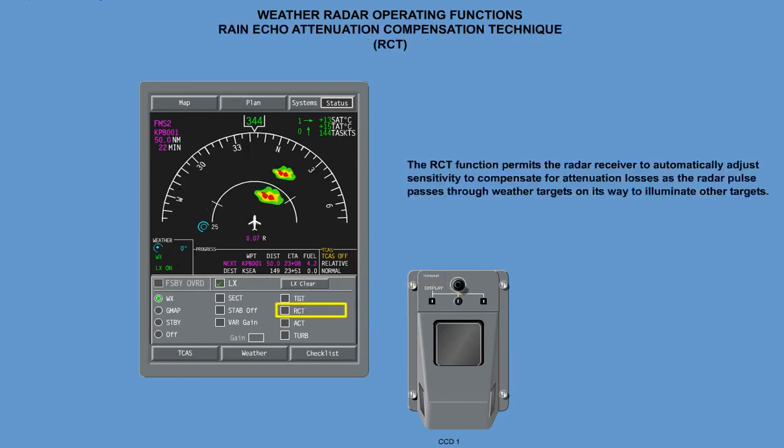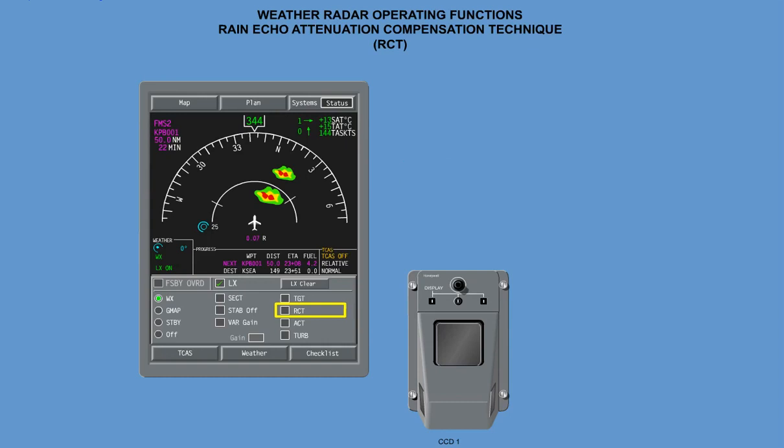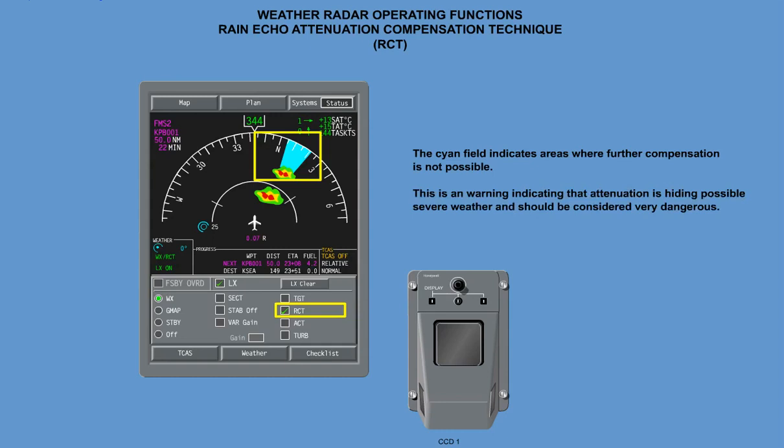The react function permits the radar receiver to automatically adjust sensitivity to compensate for attenuation losses as the radar pulse passes through weather targets on its way to illuminate other targets. The react compensation is active in all modes except ground mapping mode. The cyan field indicates areas where further compensation is not possible. This is a warning indication that attenuation is hiding possibly severe weather and should be considered very dangerous.